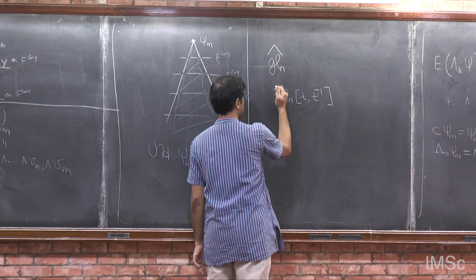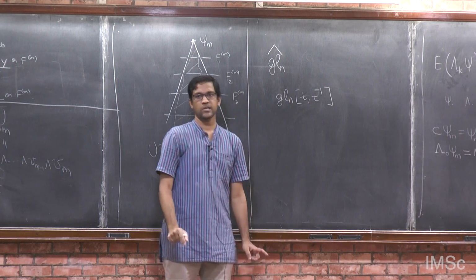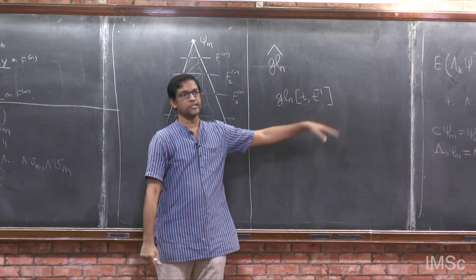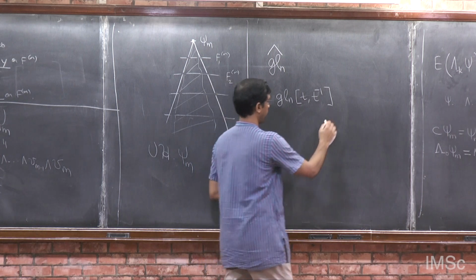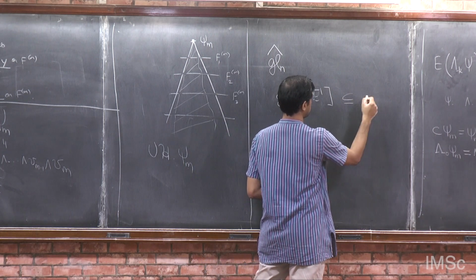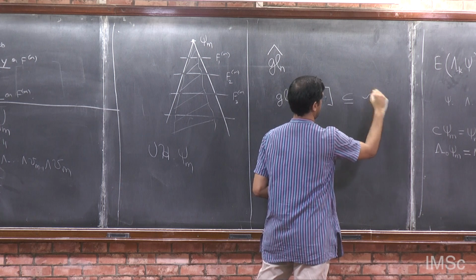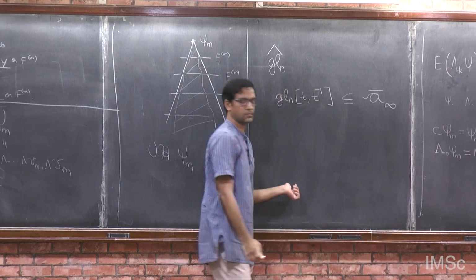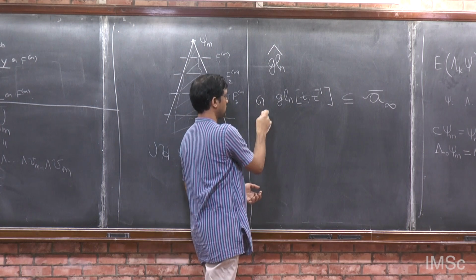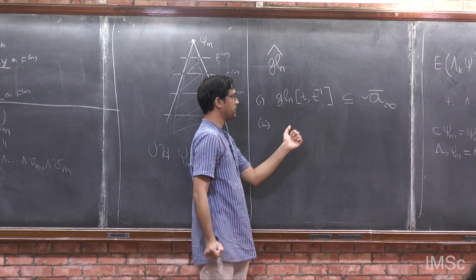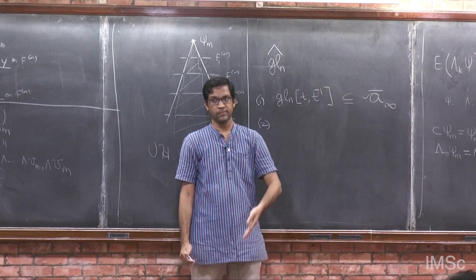Now that thing you can also do for GLN. There is no harm. You can take all n cross n matrices in which all the entries come from C[t, t inverse]. This is called the loop algebra of GLN. So the point is that the loop algebra of GLN naturally sits inside A bar infinity. This is sort of where I'll start next time. So let me tell you where we are going. GLN C[t, t inverse] actually sits inside A bar infinity. You can realize it as infinite matrices.